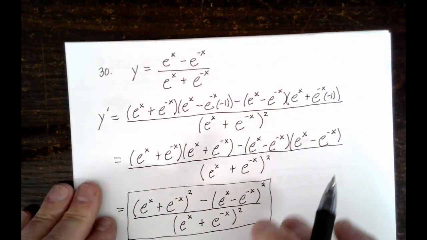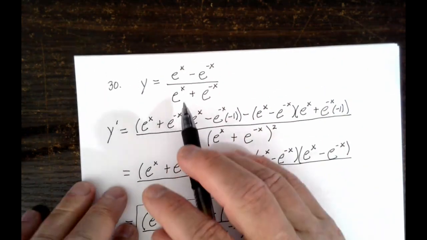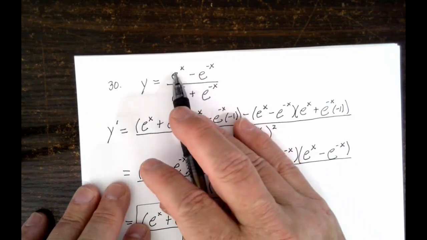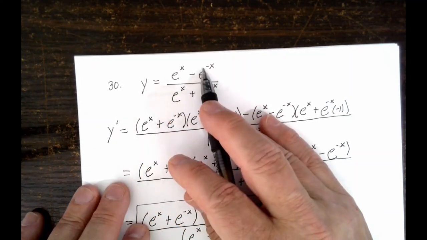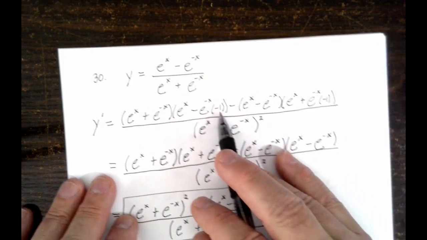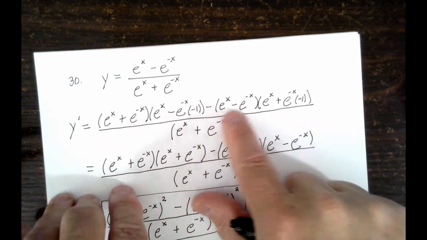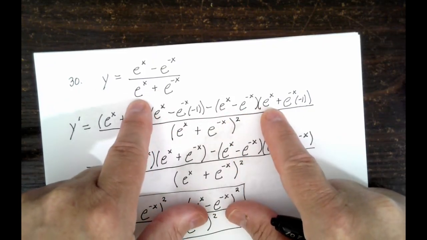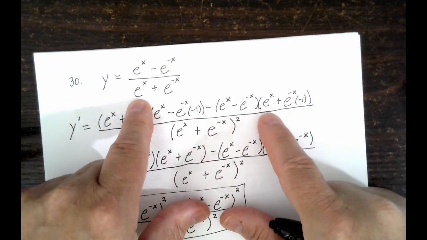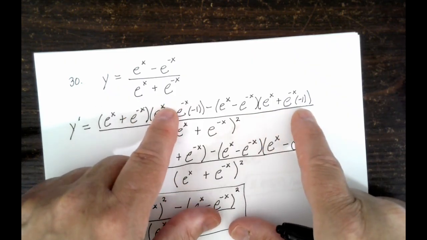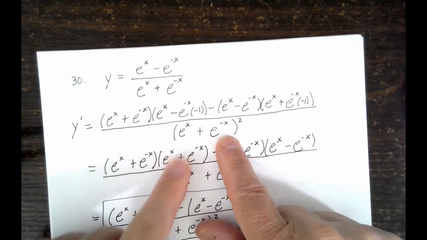30, same idea, it's just quotient rule, it's just more complicated is all. So you get the bottom untouched times derivative of the top. Derivative of the top, this guy is untouched. This guy is going to give you itself times derivative of the exponent, which is a negative 1, minus the top untouched times derivative of the bottom. Derivative of the bottom, that first one is untouched. Its derivative is the same. And that guy's derivative is itself times negative 1, all over the bottom squared.